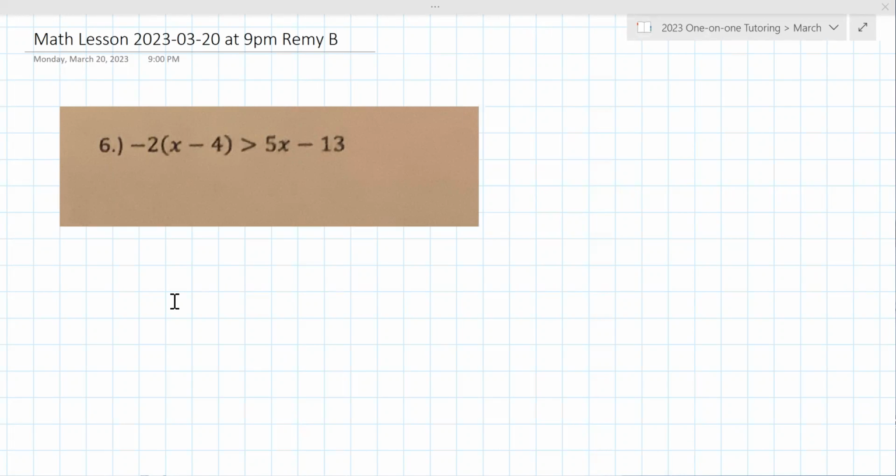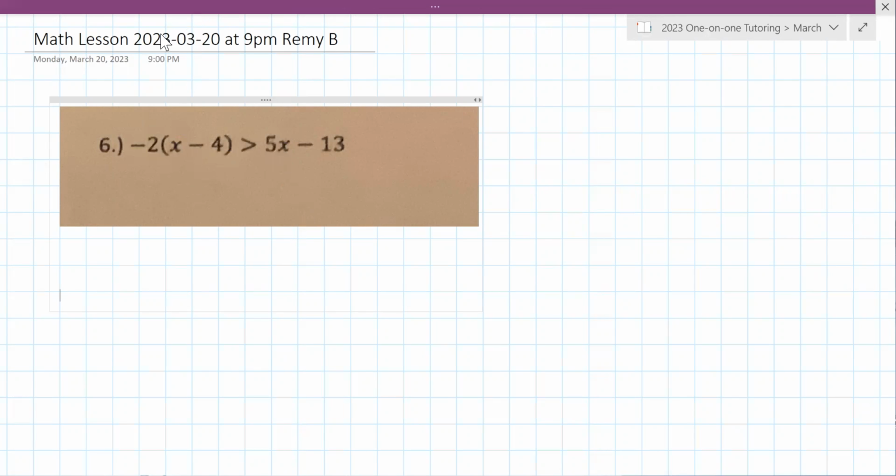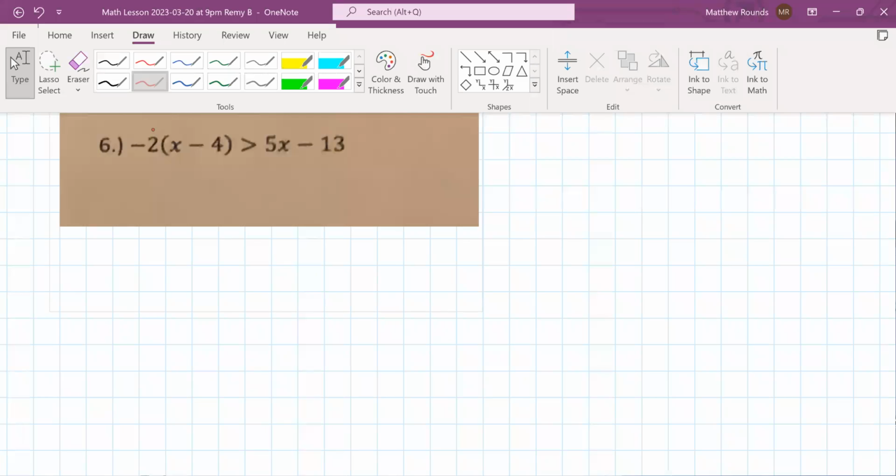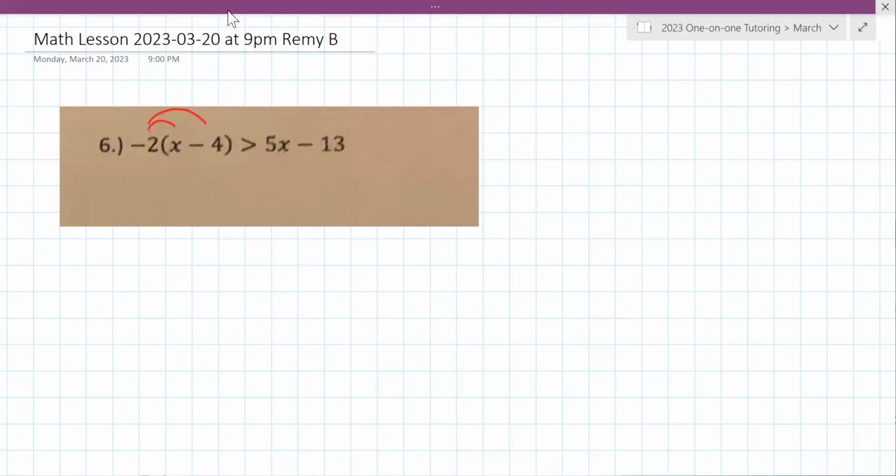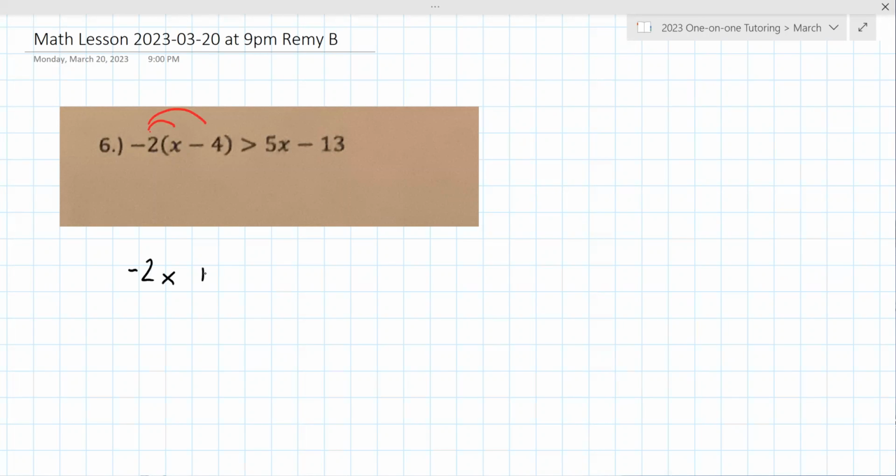Okay, so first thing here is notice that there's x inside parentheses, -2 to the left of it, and you've also got x on the right hand side. So that's one of the things that's different. Normally there's only one x, but here there's two. So the first thing is to distribute that -2 to both terms inside parentheses here. So that would be -2x plus 8 greater than 5x minus 13.